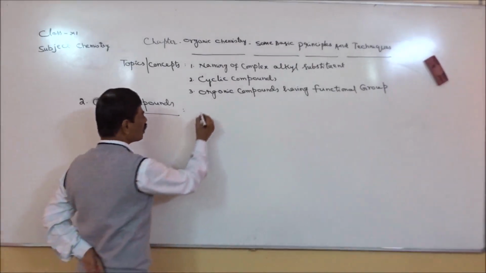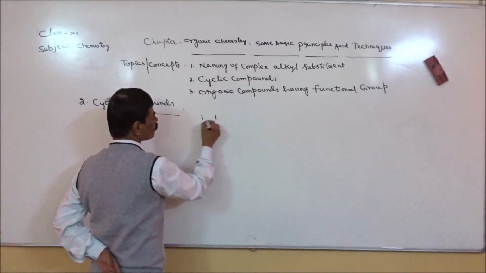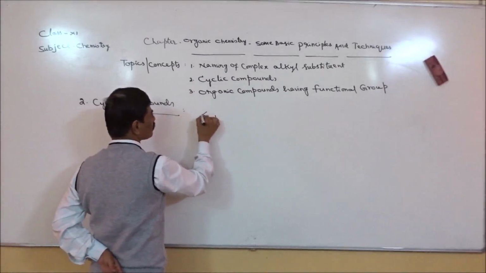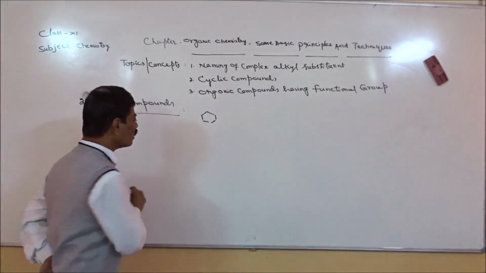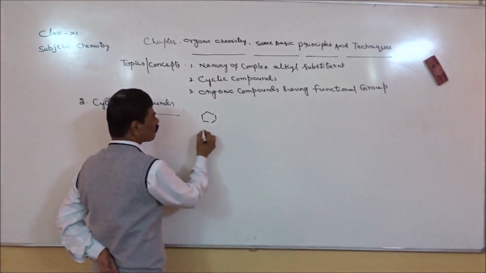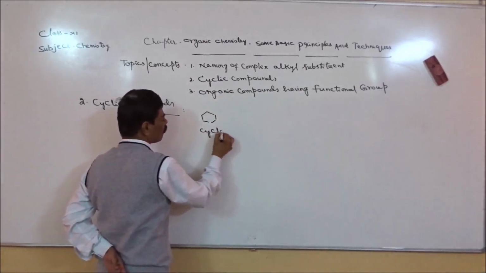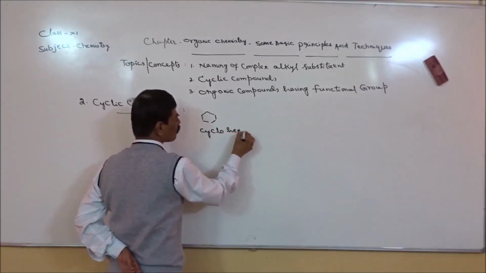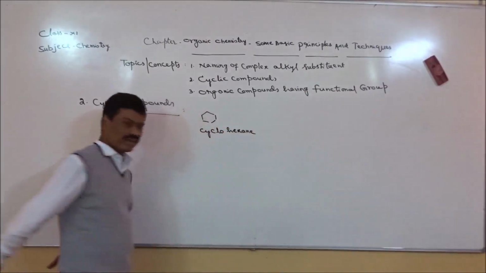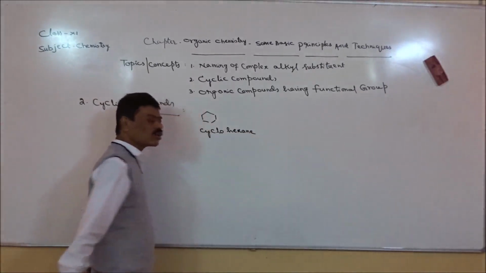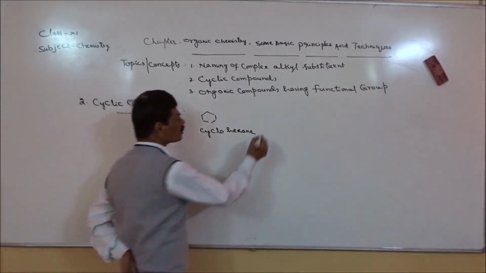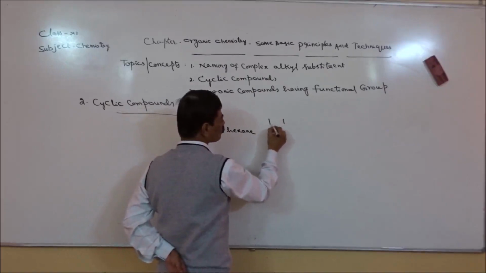Now let us see some examples. This is one compound, right? Its name is cyclohexane. Ane refers to saturated hydrocarbon. Next compound.